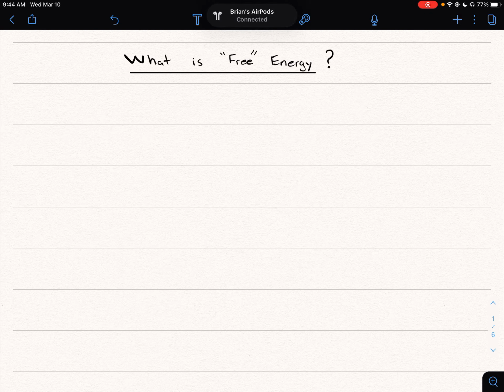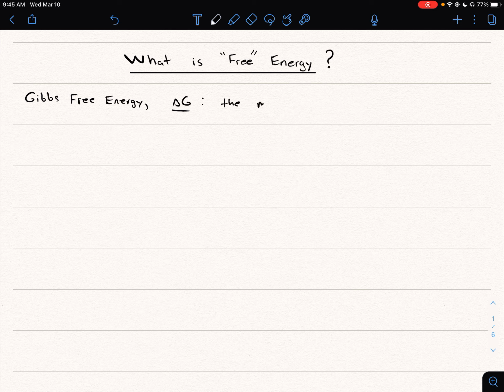So in this lecture, we're going to discuss what's meant by this idea of free energy when we talk about it from a chemistry perspective. And so we can recall, when we talk about free energy, we're talking about our Gibbs free energy, which is otherwise known as delta G.